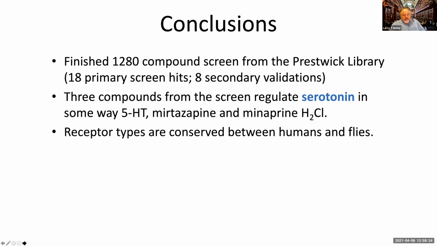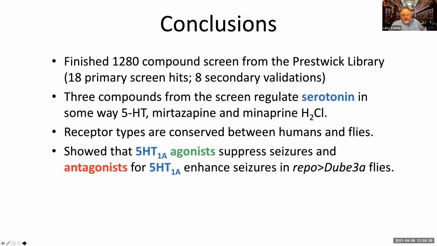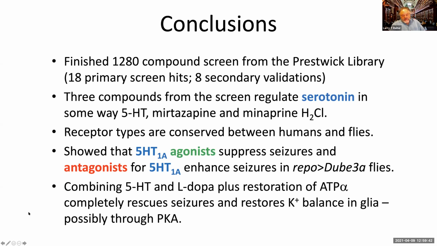The receptor types, just so you know, are conserved between humans and flies, and we found that 5-HT1A agonists suppress seizures and 5-HT1A antagonists enhance seizures in our glial driving Drosophila uv3a flies. And then by combining 5-HT and levodopa plus restoring ATP alpha levels, we can completely rescue the seizure phenotypes and restore the potassium balance in glia. We think through PKA, and I've shown you a little bit of data on that.